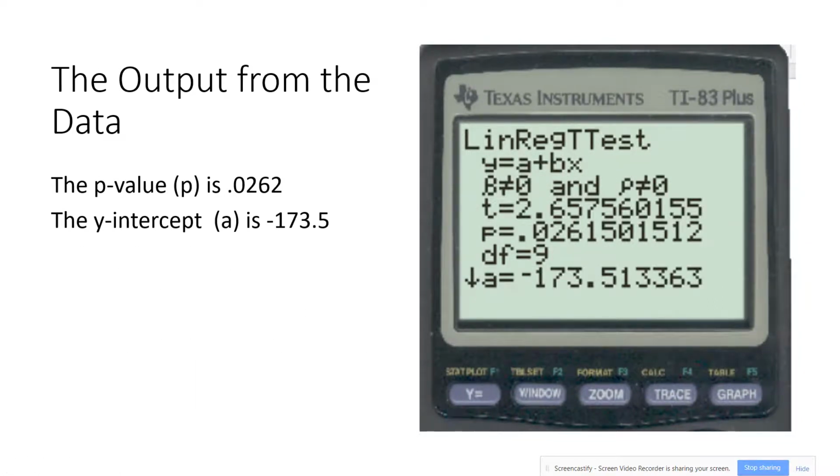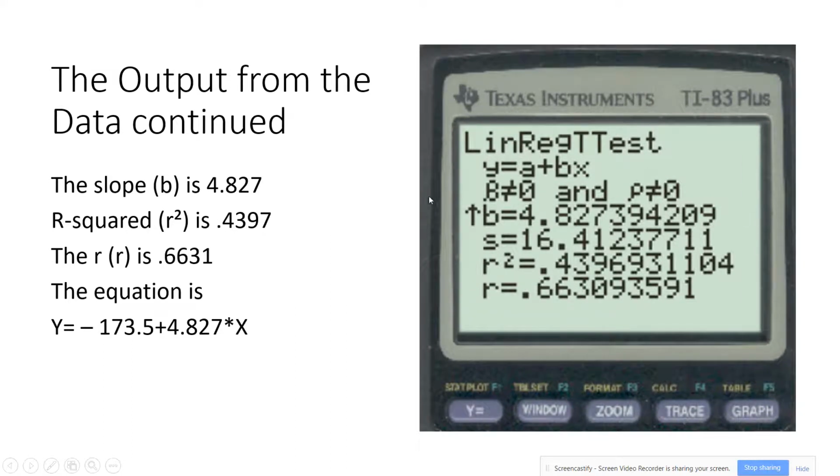And again, we start getting the information. This takes a little bit longer, and it doesn't give it as pretty as the computer site, but it still gives you what you need. If you look here, here's your p-value again. Here's your y-intercept. Here's your slope. Here's your r squared. And here's your r. From there, you can just plug in a and b and get your equation.